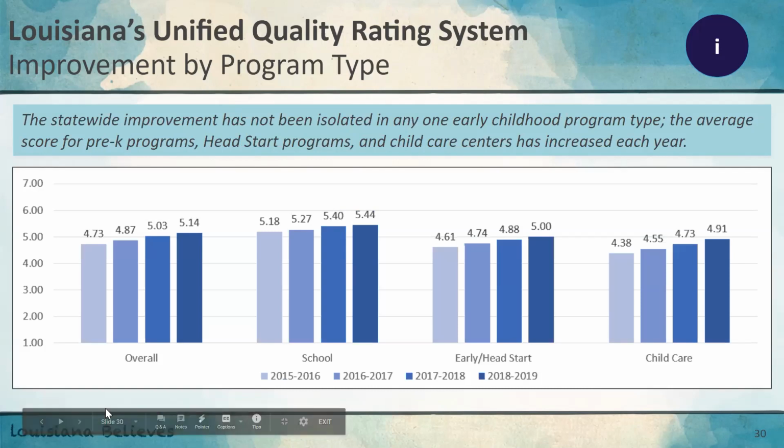And then last, this improvement is not solely in schools or Head Starts or childcare. We see this improvement across all of the program types that we work with. So you can see the overall score has improved each year, and the average score for schools, Head Starts, and childcare has also improved each year. And again, where we're seeing the greatest gains is in childcare.